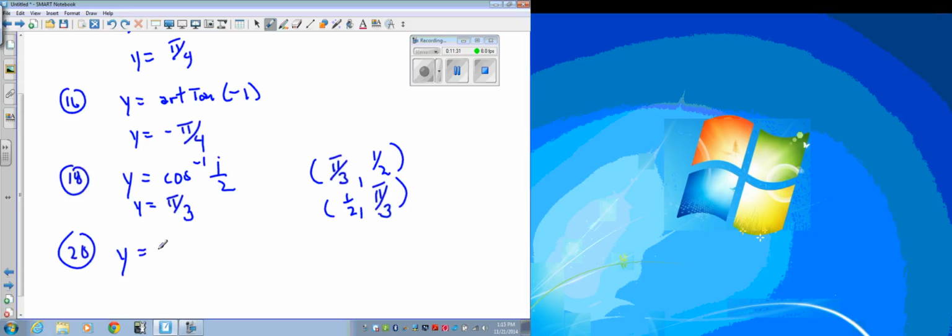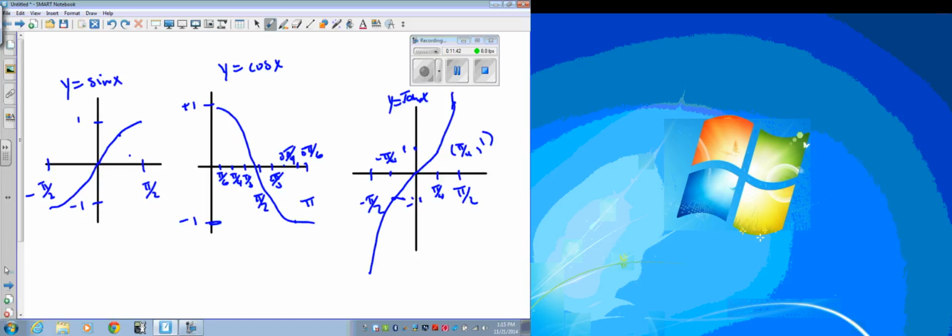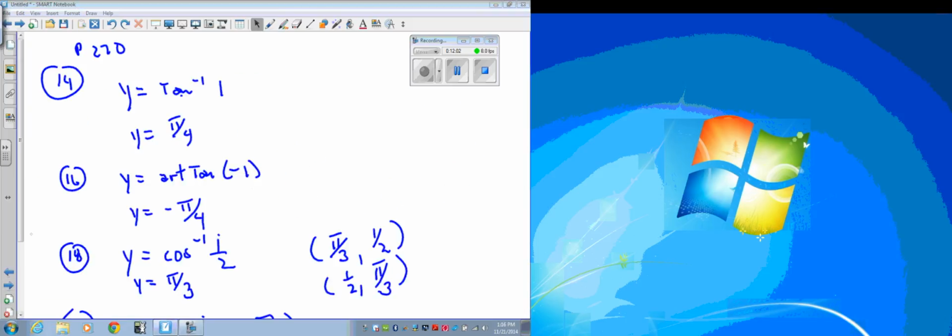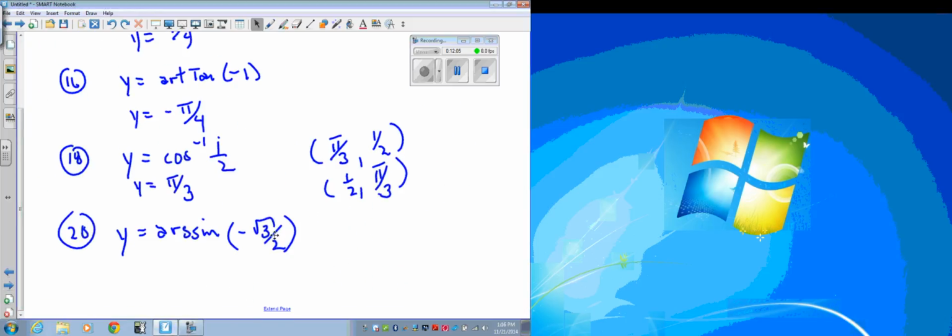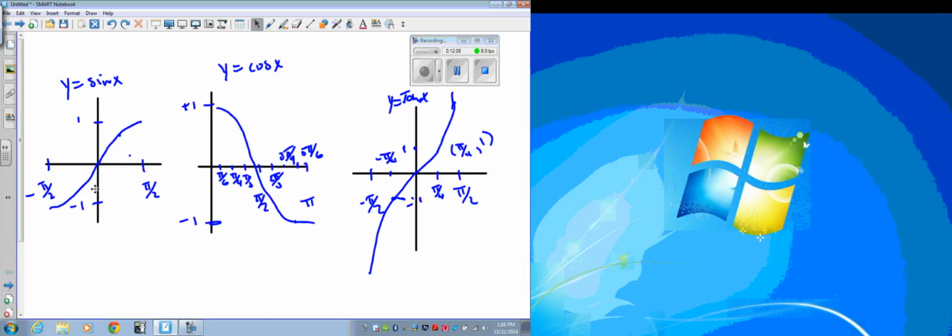Number 20: y equals arc sine of a negative square root of 3 over 2. So on this sine, what value between minus pi over 2 and pi over 2 is this coordinate, minus square root of 3 over 2? Negative pi over 3, isn't it? See, this is minus square root of 3 over 2.